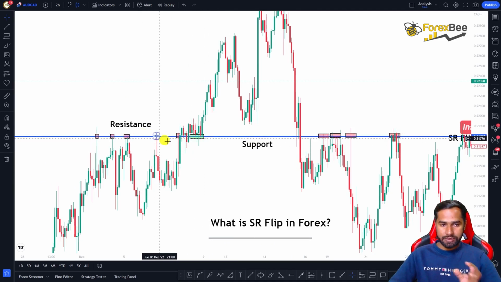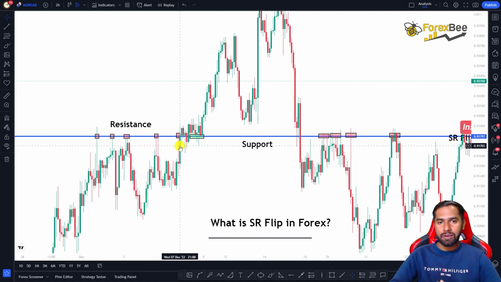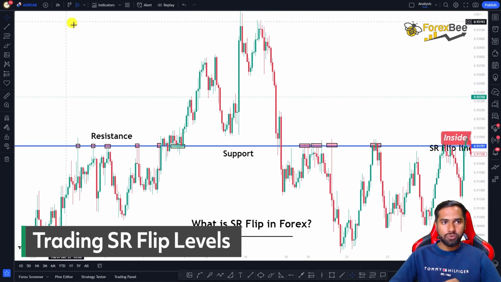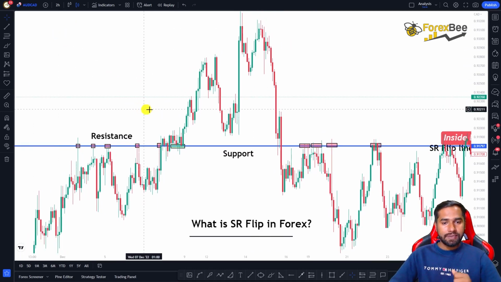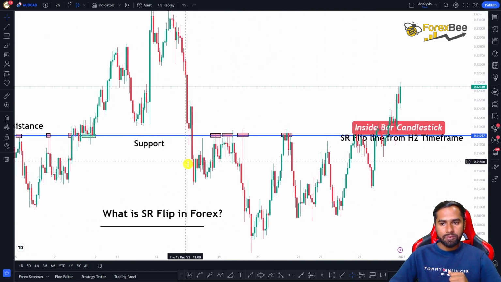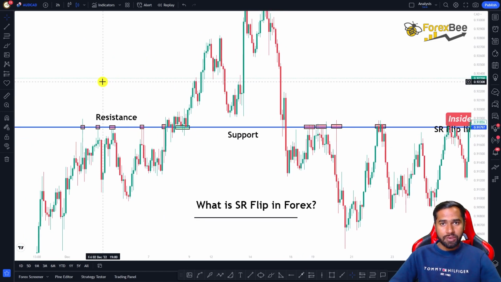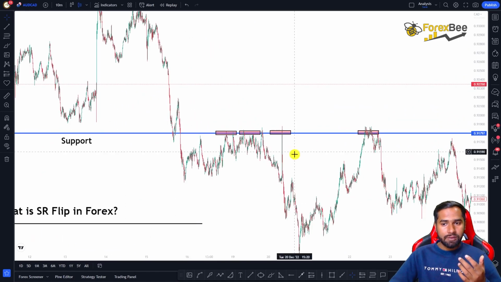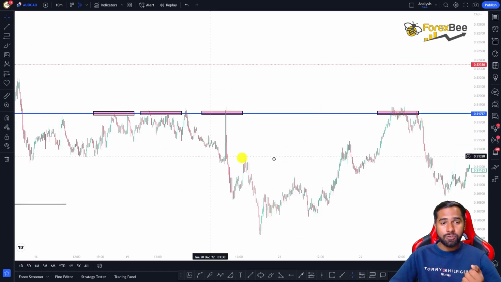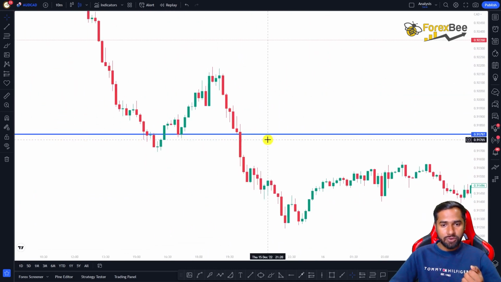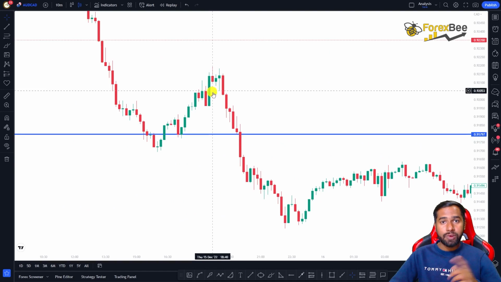Now that you understand how you can detect the SR flip level, let's talk about how you can trade the SR flip level. Right now I am on the 2-hour time frame on the AUD/CAD chart, and here you can see that after drawing this SR flip level, we can go towards lower time frames in order to trade this. So let's say we go towards the 10-minute time frame, and since we have already drawn the level from here, if we zoom in a little bit, we can see that this level was drawn on the 2-hour time frame, and now we are on a lower time frame.